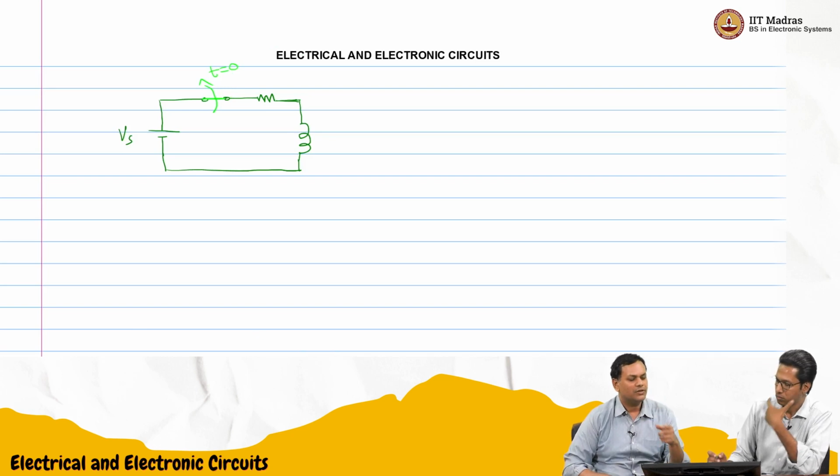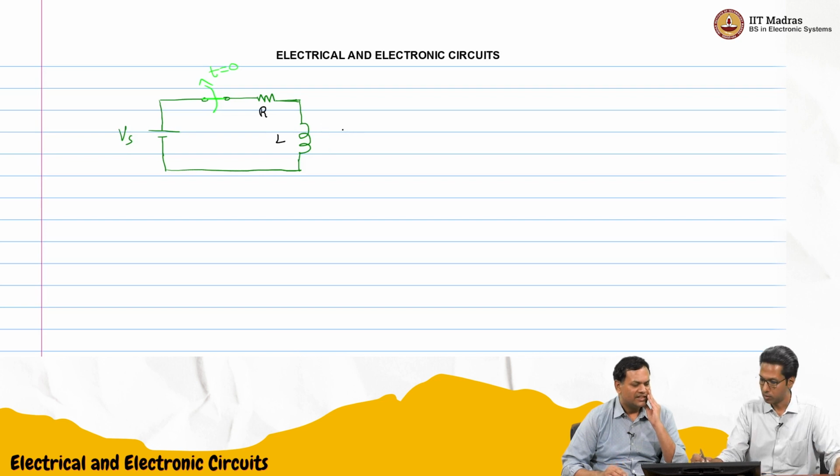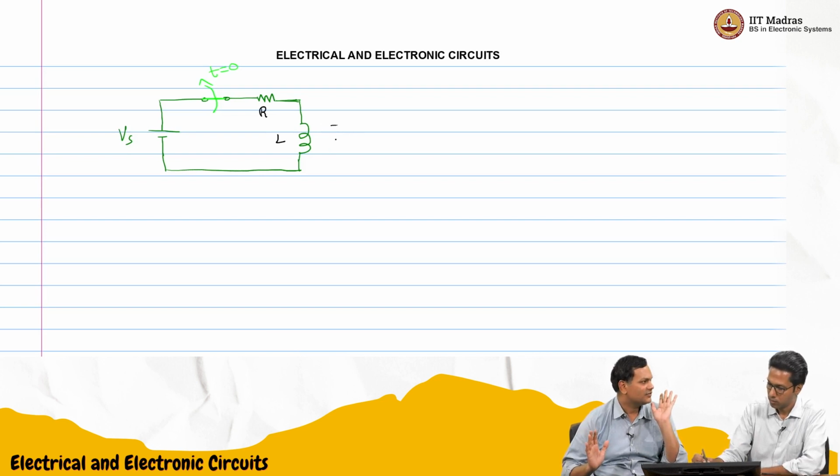Let us look at this. The voltage across the inductor is L di by dt. That much we know, right? So this voltage is L di by dt. This is the characteristic of the inductor.